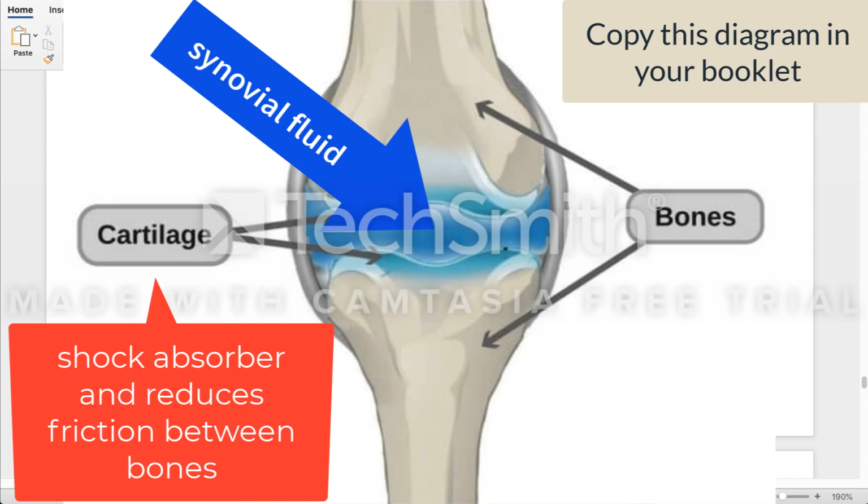The shock absorber part of it comes when maybe you jump up and down, and when you land on your feet, your bones will actually slightly hit each other. So the femur will actually hit on the tibia and the fibula. And the reason why it doesn't hurt so much is because you have cartilage there to absorb a lot of that force coming down.